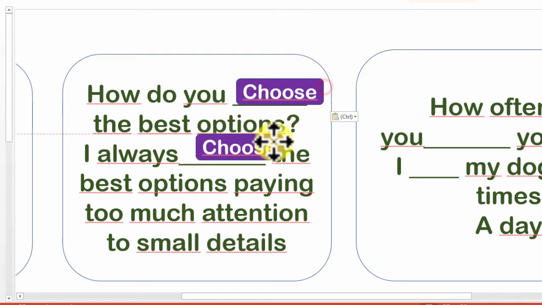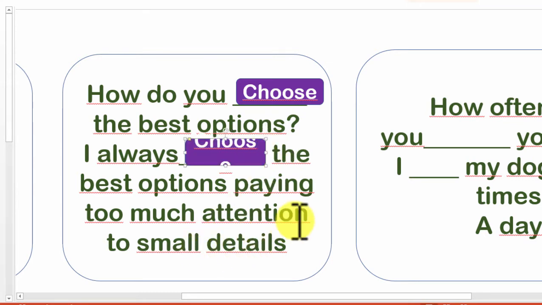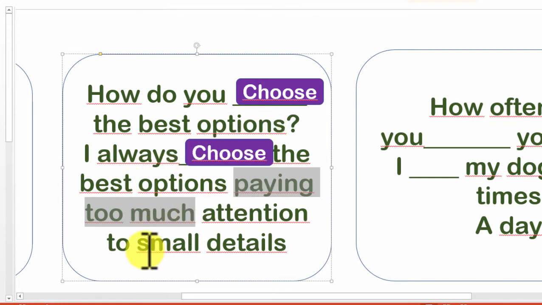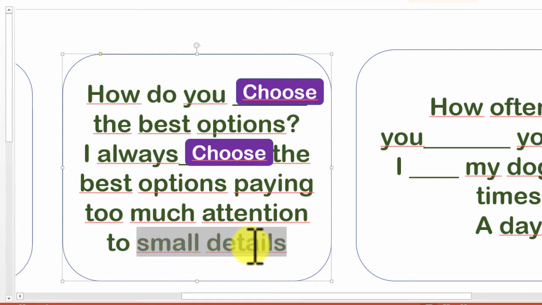I always choose the best option, paying too much attention to small details. Entonces yo siempre elijo la mejor opción. The best es la mejor. Paying too much attention es prestando mucha atención to small details, a pequeños detalles.